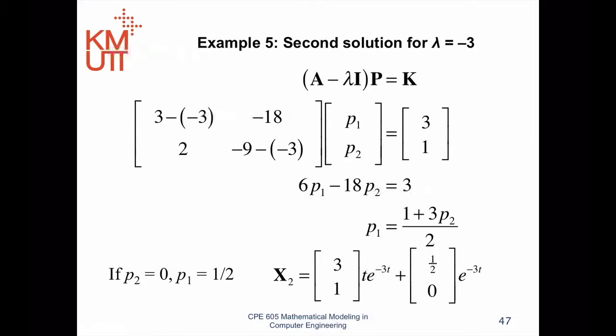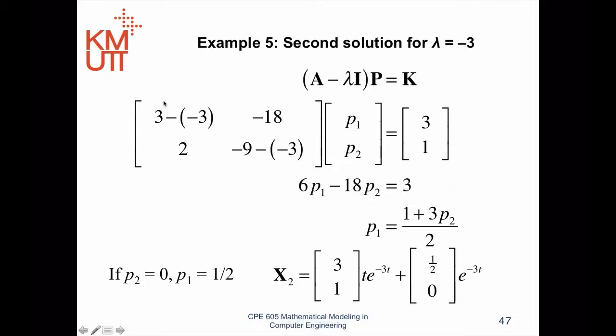Now for the second solution of lambda equals minus 3. Substitute minus 3 for lambda here. We have this as 6, this is minus 12, and P1 and P2. The right hand side would be K, the eigenvector from the previous slide.